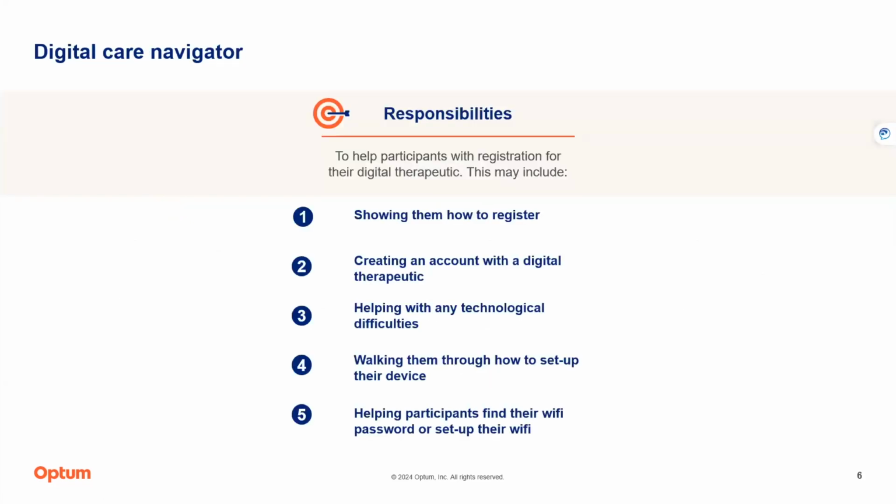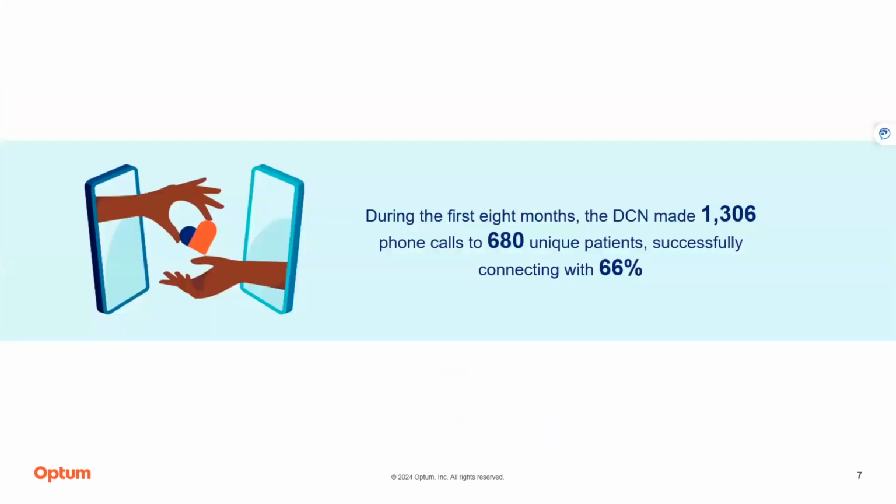And the Digital Care Navigator did a number of different things. He showed patients how to register, how to create an account with their therapeutic. He helps with any sort of technological difficulties, walks patients through how to set up their devices if they had any sort of devices, and sometimes even helped patients figure out how to find their Wi-Fi password or set up their Wi-Fi so they could engage with their treatment. Within the first 8 months that we had deployed the DCN, a single DCN, he made 1,306 phone calls to 680 unique patients, successfully connecting with 66% of those patients.